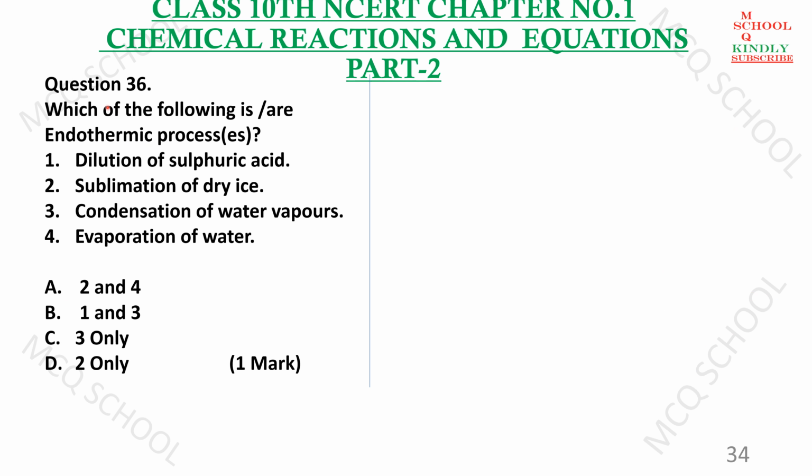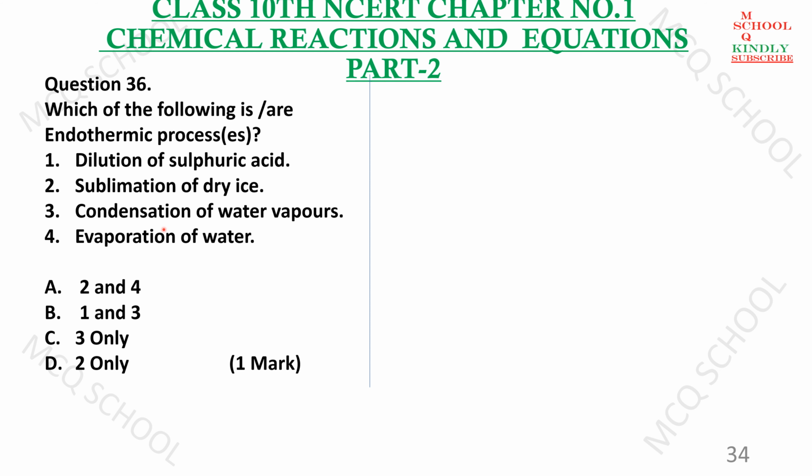So let us take question number 36. Which of the following are endothermic processes? We know the endothermic processes are those processes in which heat is required for the reaction. So first, dilution of sulfuric acid, 2. Sublimation of the dry ice, 3. Condensation of water vapors, 4. Evaporation of the water. So A is a combination 2 and 4, B 1 and 3, C 3 only, D 2 only.